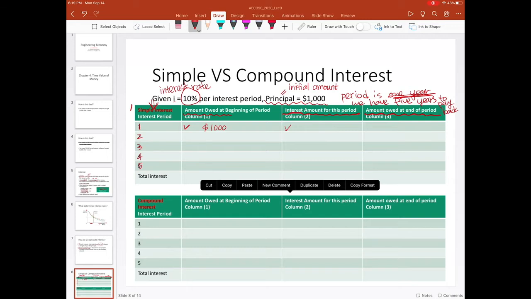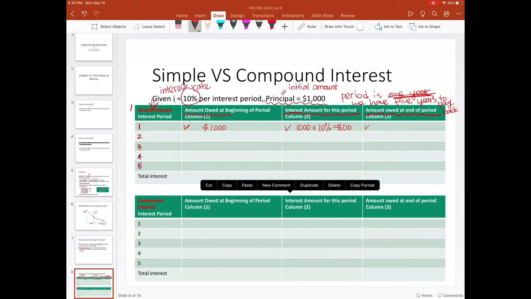So the interest for the first year, by definition of simple interest, will be the initial amount, which is 1,000, times the interest rate, which is 10%. So the amount of interest for the first year will be $100 US. Follow me? If you don't follow, pause and rewatch this part.